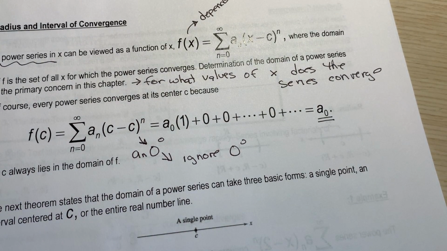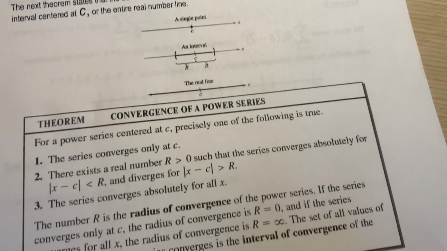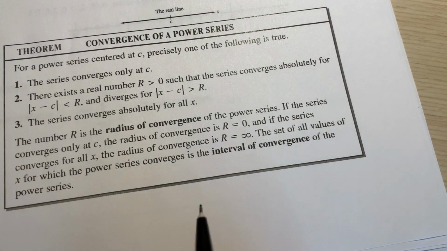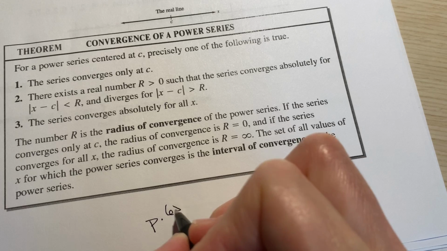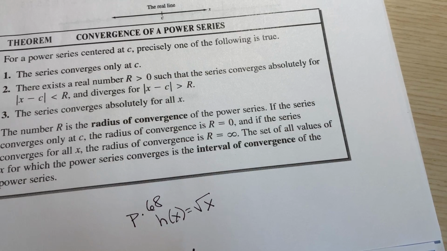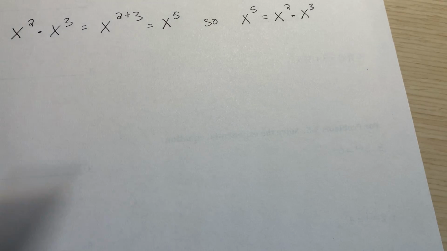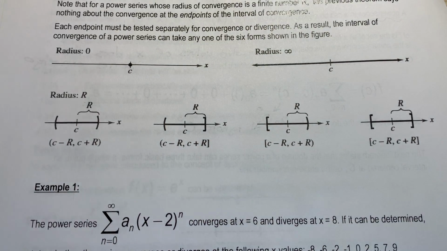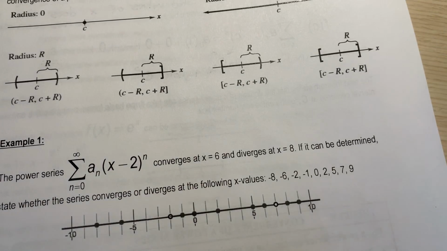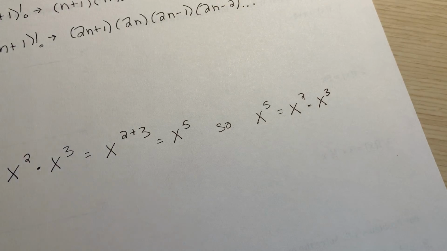All right, then they get into talking about the radius of convergence, which is pretty straightforward. If you want to see a nice picture, look in the book on page 68 at the diagram of the function square root of x. They show the Taylor polynomial representation, and then they show the radius of convergence pretty nicely. So I would take a look at that. Nothing really on this page. I am not planning on going through example 1 because there's not really any simplifying happening there.